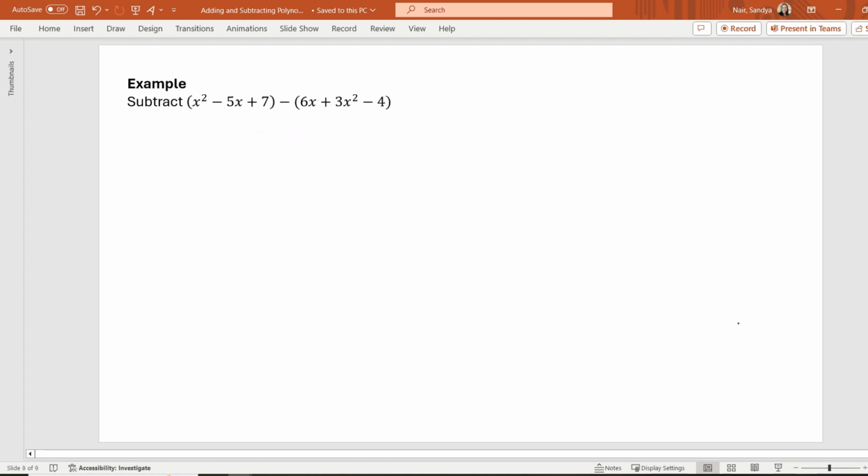So now let's try subtracting these two polynomials. So one thing you may notice is that this second polynomial is not in standard form. So my first step is going to be to go ahead and rearrange those terms so that it is in standard form. So I'm going to put my 3x squared first, right? So that's positive, so it just stays positive. So I have 3x squared plus 6x minus 4.